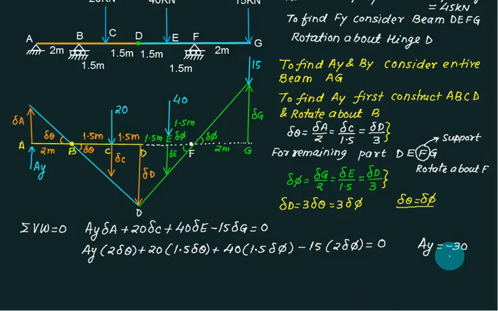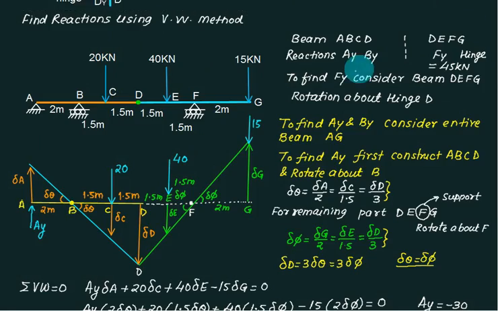Answer is minus 30. We will not finalize anything. Two answers are over, so I will modify here. This answer is ready for me, minus 30. Now what do I still want to find out?